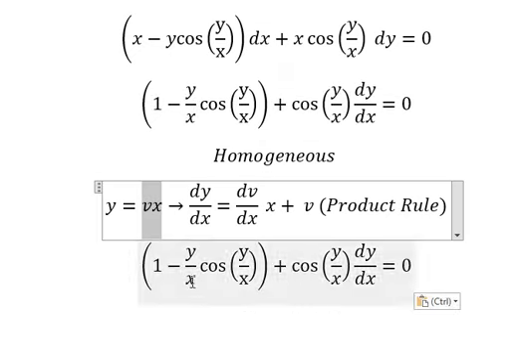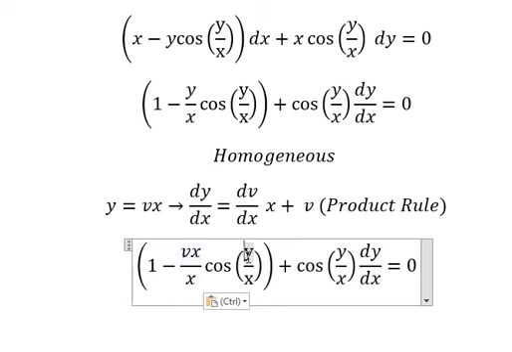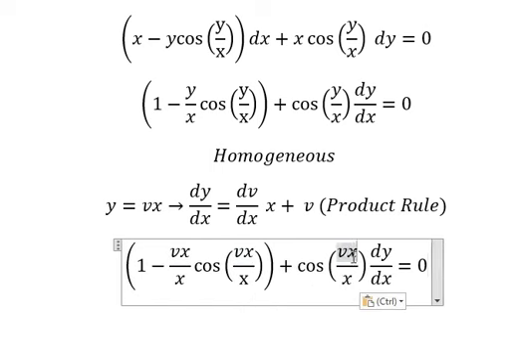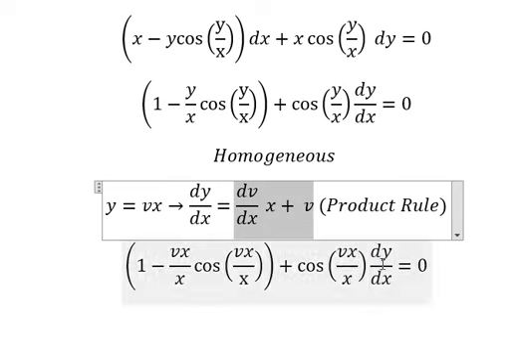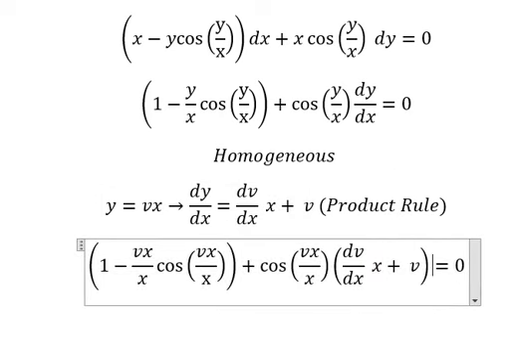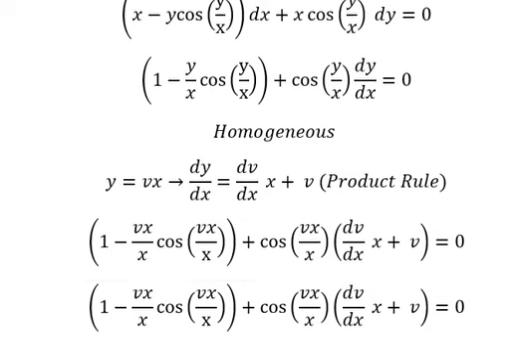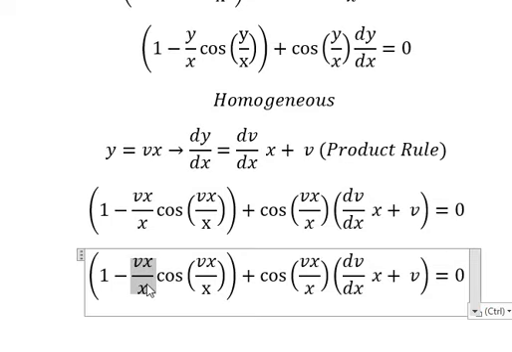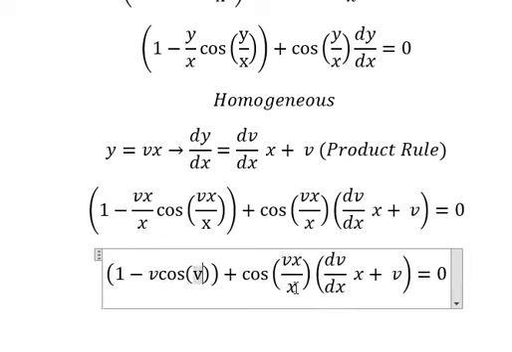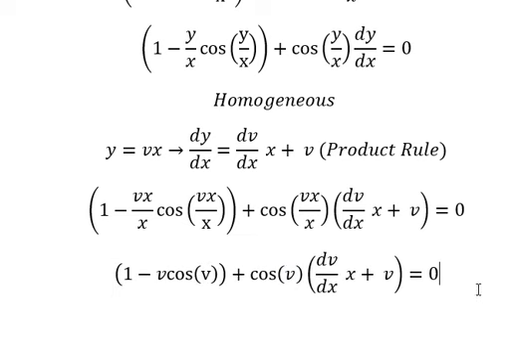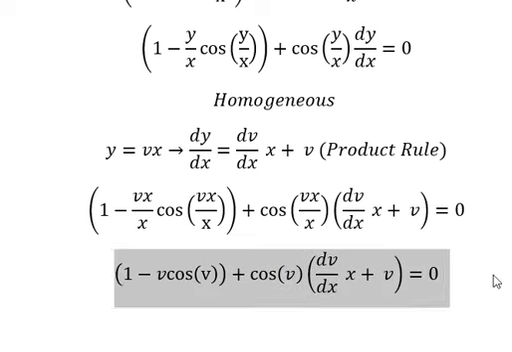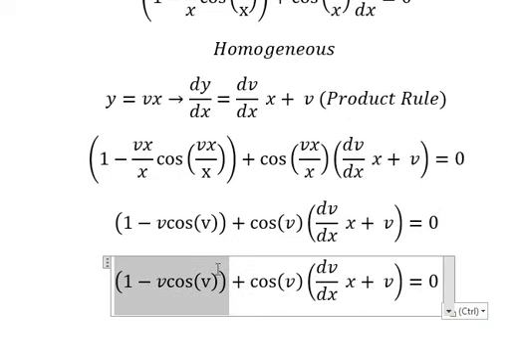So we need to change y into vx. This one that is about this one. This one that is about v. And now we need to simplify. So I will put this one to the right and we divide both sides by this one.